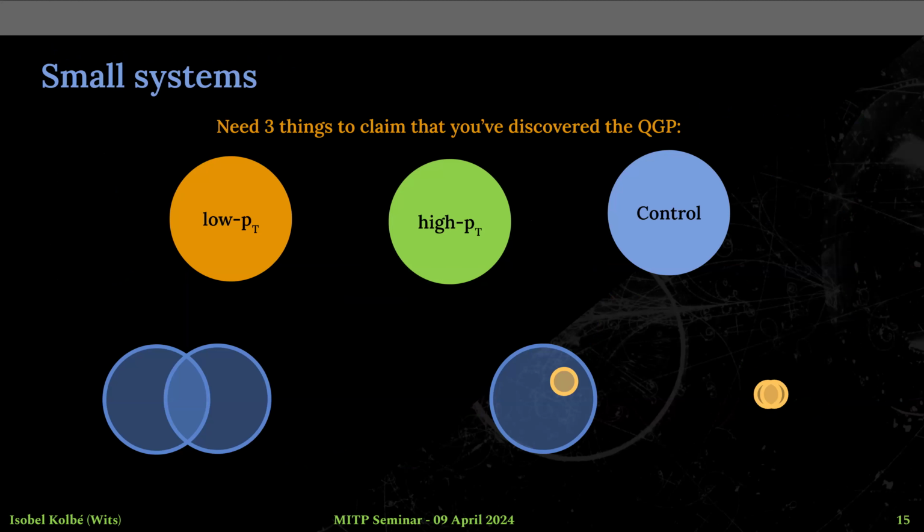You'll remember that I said to you, in order to claim you produce the quark-gluon plasma, you have to see the signature in the low pT, you have to see the signature in the high pT, and you have to have a control experiment. You have to have an experiment where it is not. So they tried to do this, and of course, it sort of makes sense. If you think about a lead nucleus, it has so many nucleons inside of it that it's unreasonable to imagine that physics would be the same as just 200 baseline protons.